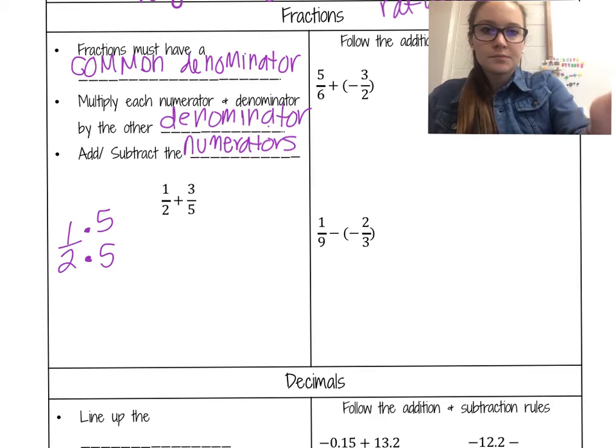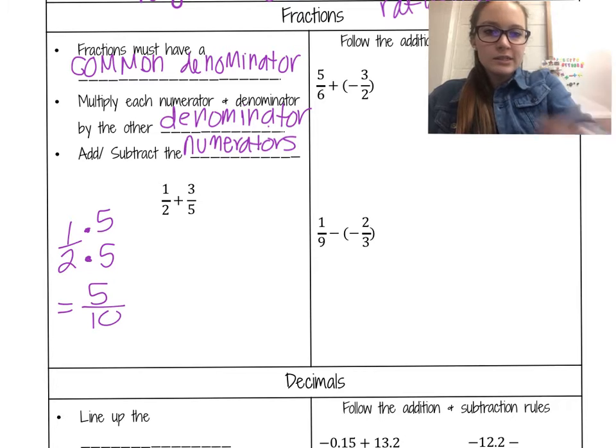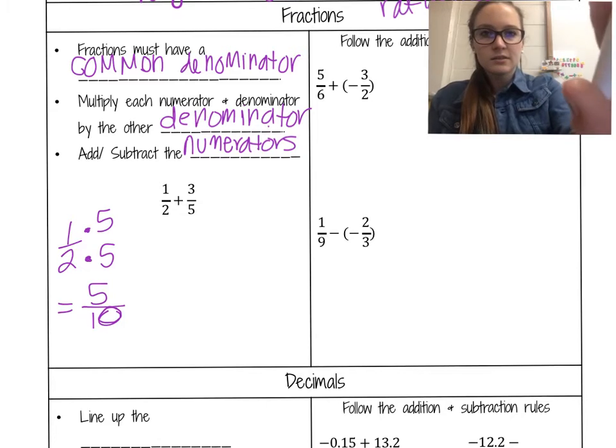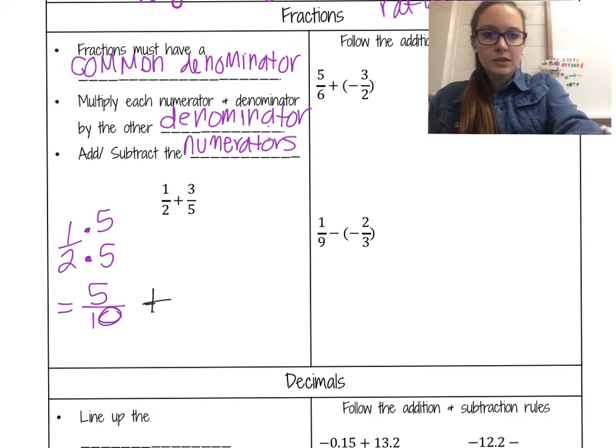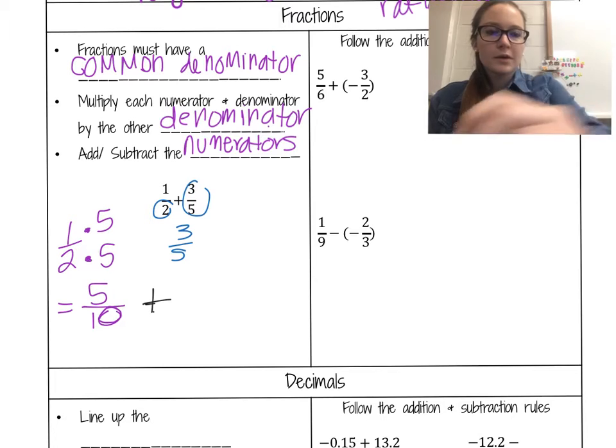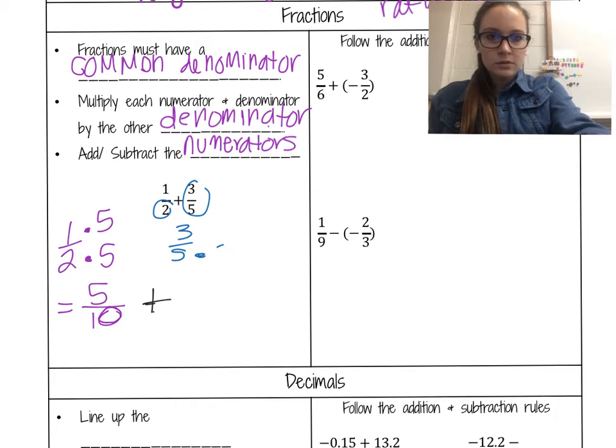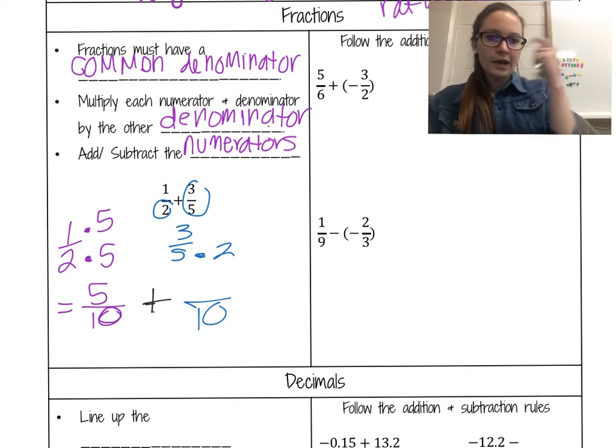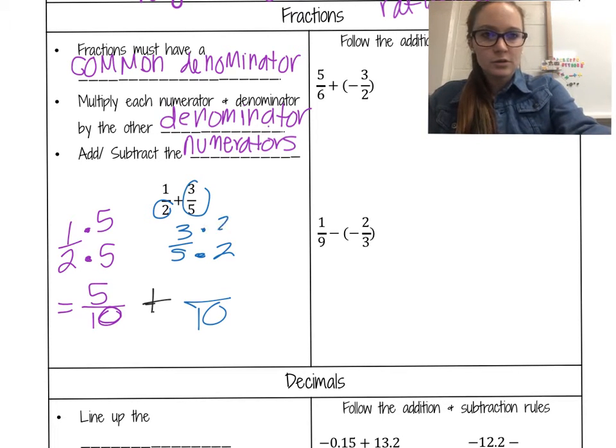So I'm going to take 1/2 times 5. Okay. And what I multiply on the denominator, I also need to multiply on the numerator to keep it the same, to keep them equivalent. So then 1 times 5 is 5, and 2 times 5 is 10. So our equivalent fraction is 5/10 plus, okay, then I'm going to take 3/5 and I'm going to multiply it by 2, because 5 times 2 is 10. What I do in the denominator, I have to do in the numerator. So 3 times 2 is 6.